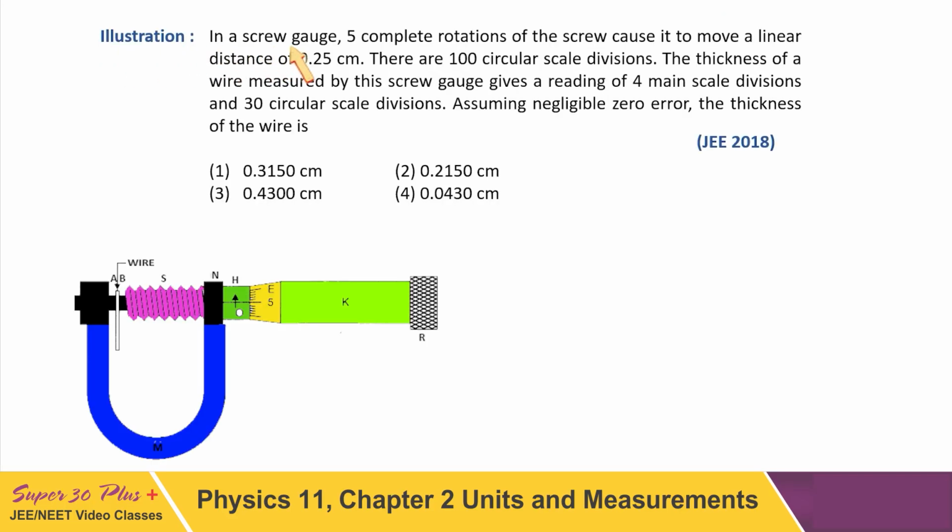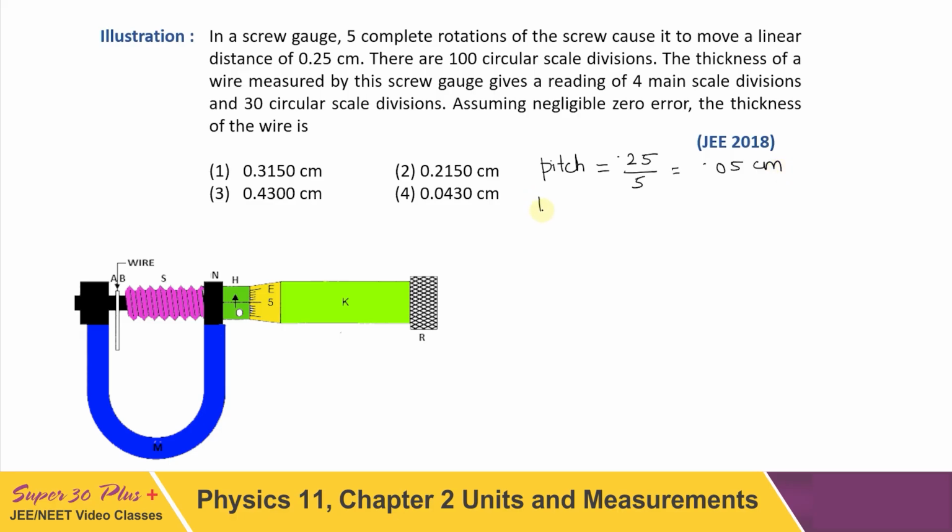One screw gauge is given for which 5 complete rotations of the screw cause it to move a linear distance of 0.25. So what is the pitch? First calculate the pitch. Pitch is how much it advances in one full rotation. Here it says that for 5 rotations it advances by 0.25 centimeter. So for one rotation this value will be 0.25 upon 5, which is 0.05 centimeter. So this is the pitch of the scale.